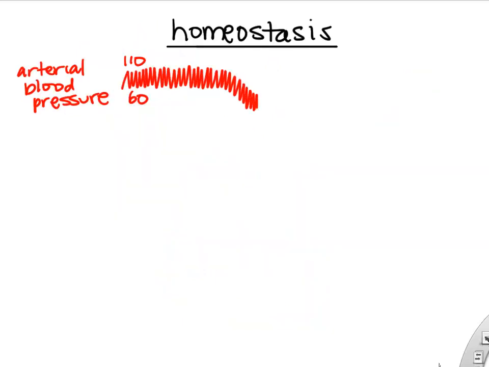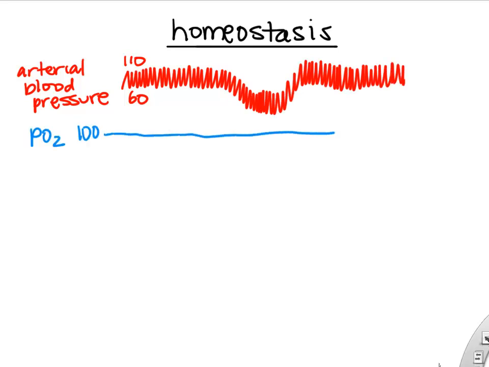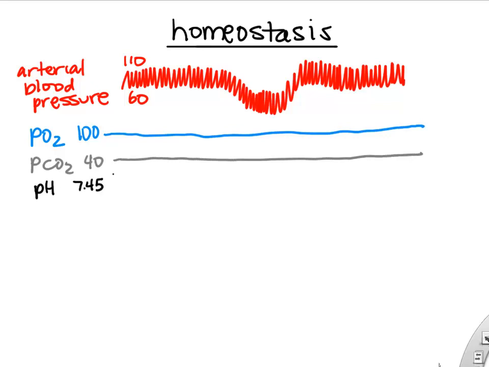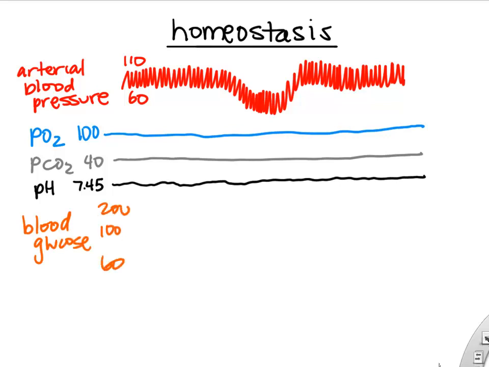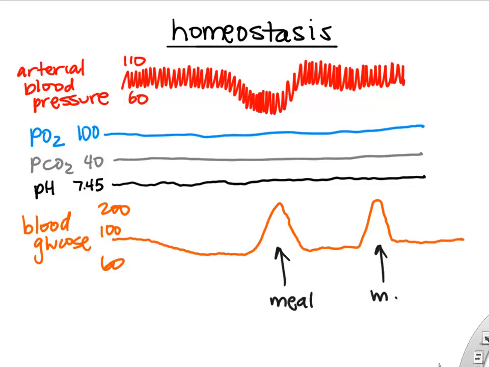Just like all the other variables we've learned in class, blood glucose is going to be maintained in a homeostatic range. So throughout the course so far, we've talked about blood pressure and arterial blood gases, pH, and now we're going to add blood glucose to that homeostatic list. Blood glucose fluctuates quite a bit, but again, we keep it within a homeostatic range.